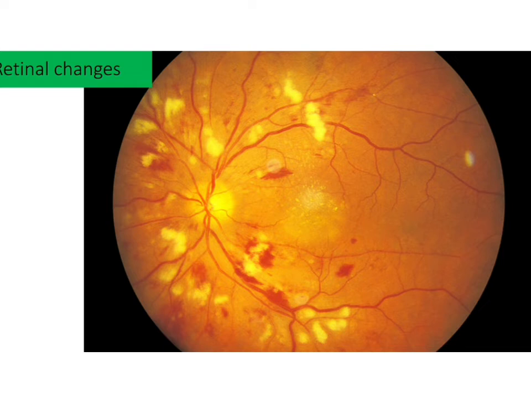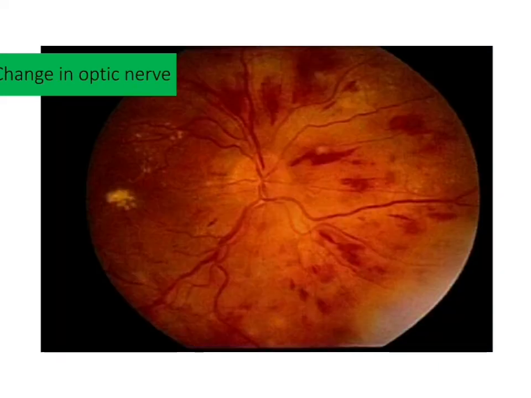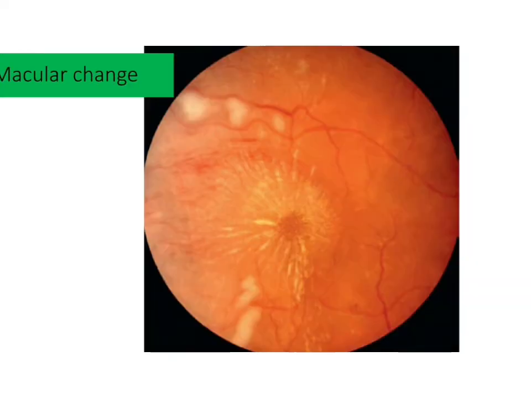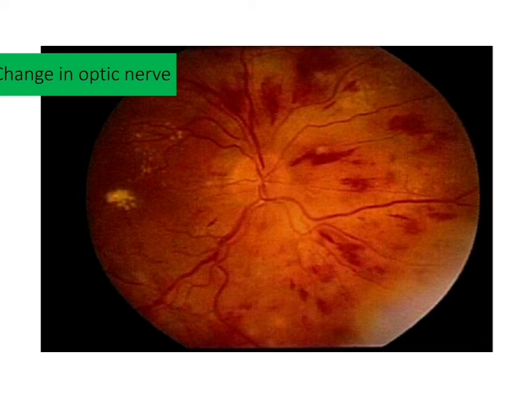Now if you see the macula, then the macula appears star shaped like this. Why? Because of the deposition of hard exudate around the macula, so it gives you an appearance of a star shape. And optic disc changes, here you can see optic disc swelling. Okay, so here also you can see this optic disc swelling is there. So that is in the last stage, right?